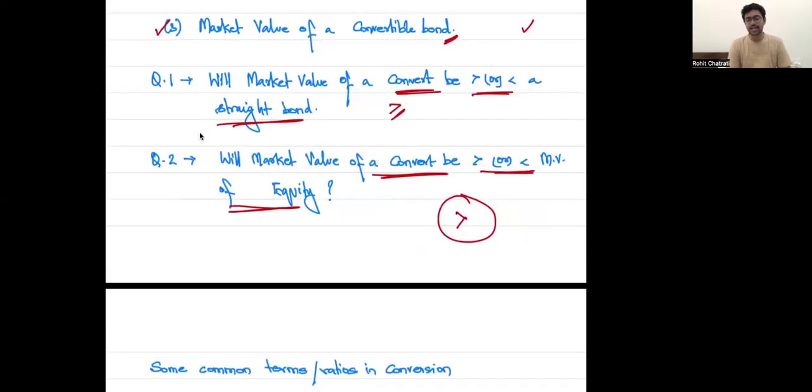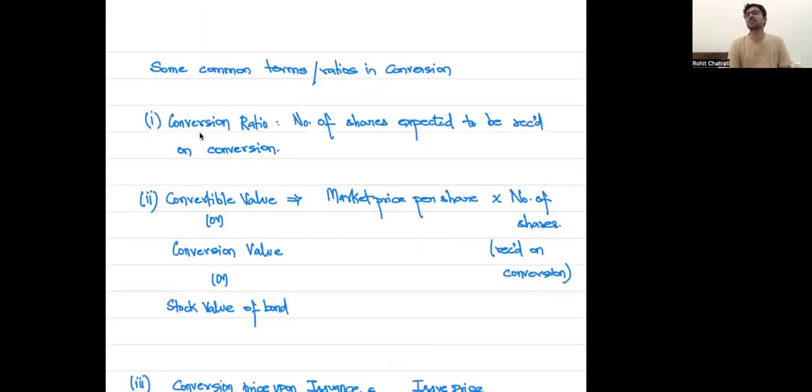Okay, now let us actually look at some common terms and ratios or analysis that we do in case of convertible bonds. This is one of the most important areas that is tested in the CFA. All of what we did is slightly less testable, but it's actually a very good base that you need for understanding a convertible bond's valuation. But the most testable area from a CFA final perspective is these ratios or these analysis.